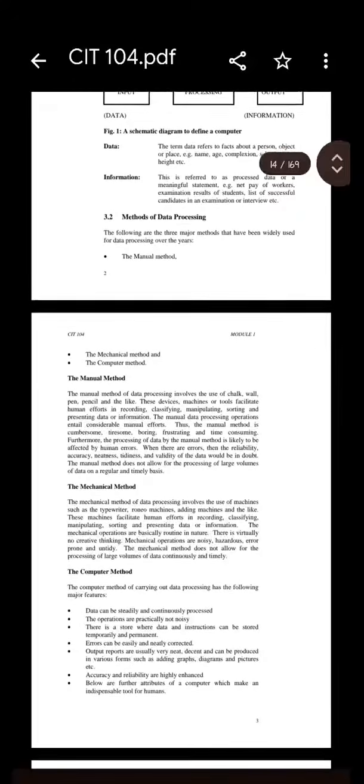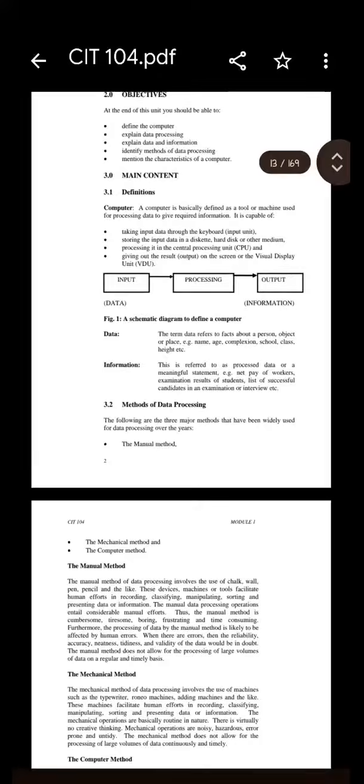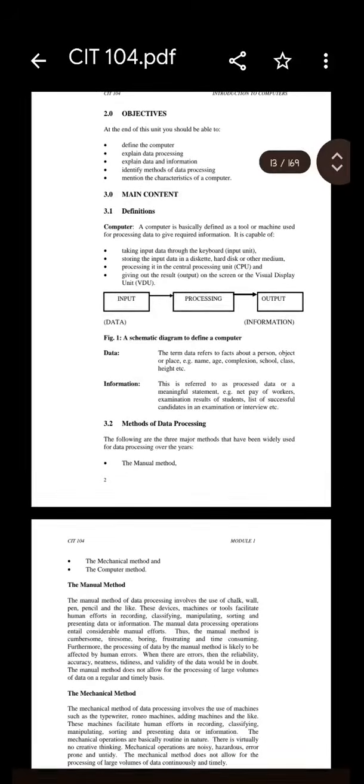So let's go to this thing. There are three methods of data processing. You have the manual method, the mechanical method, and the computer method.